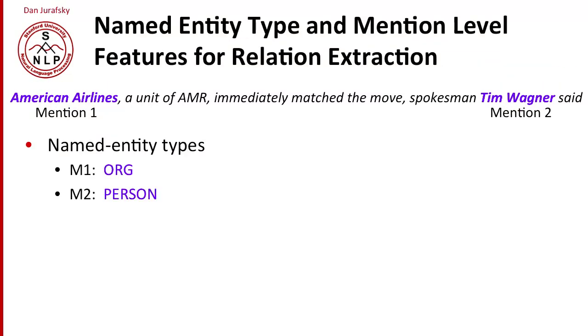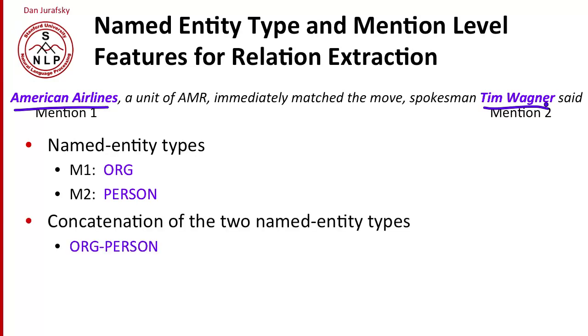We've already said that named entity type is very important for relation extraction. So I want to know that the first entity is an organization. So American Airlines, an organization. The second mention, Tim Wagner, is a person. And I might create a new feature just by concatenating those two together. So a new feature called org person, which is the concatenation of the two named entity types, or a feature whose value is org person.